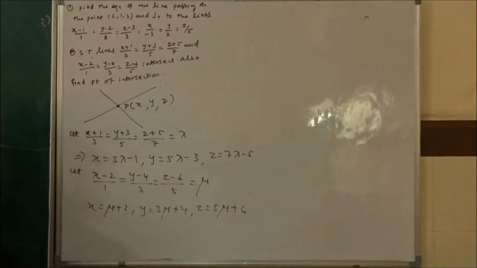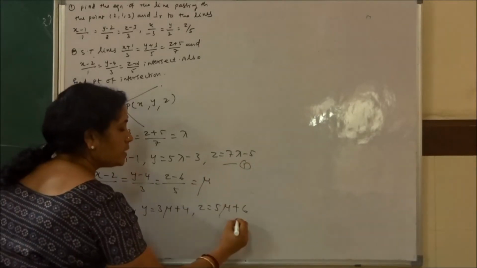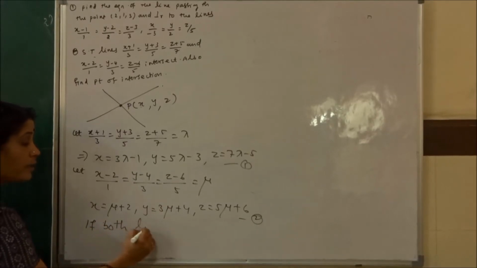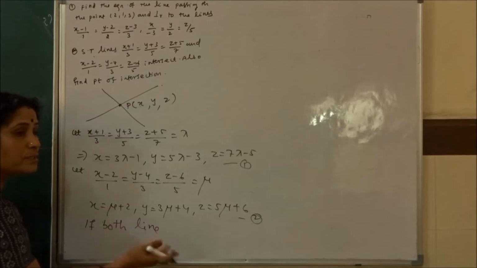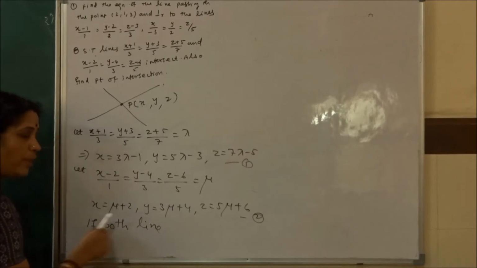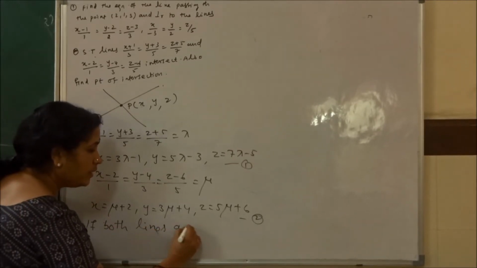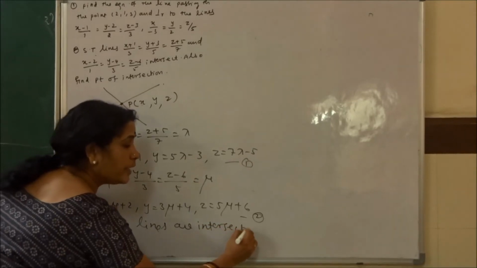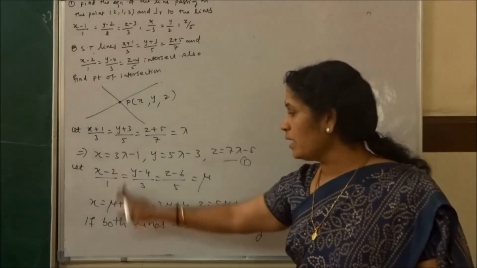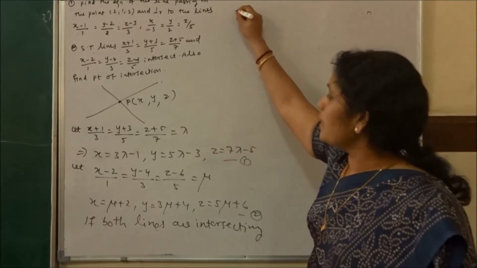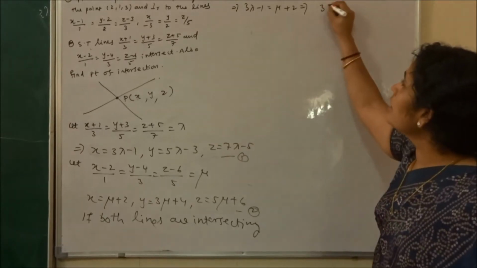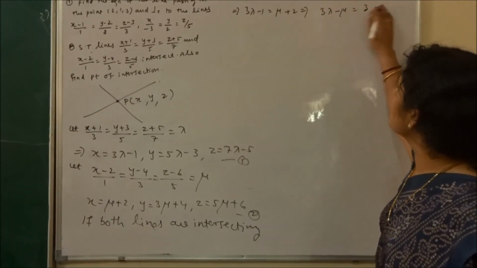Clear? Now listen, this is equation number 1 and this is equation number 2. If both lines are intersecting, I am taking this as the condition. Once you prove SD equal to 0, then since the two lines are intersecting, you can write it. Here I didn't show SD equal to 0, so that's why I am keeping the condition: if both lines are intersecting, then automatically x, y, z must be the same. So I am equating the x of this one and this one. So 3 lambda minus 1 is equal to mu plus 2. This implies 3 lambda minus mu is equal to 3. That is equation number 3.